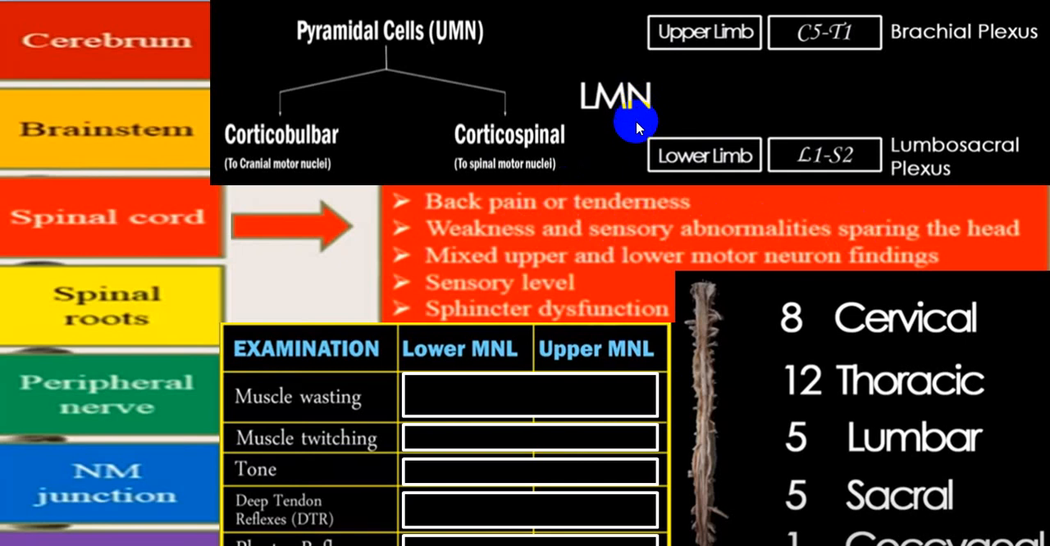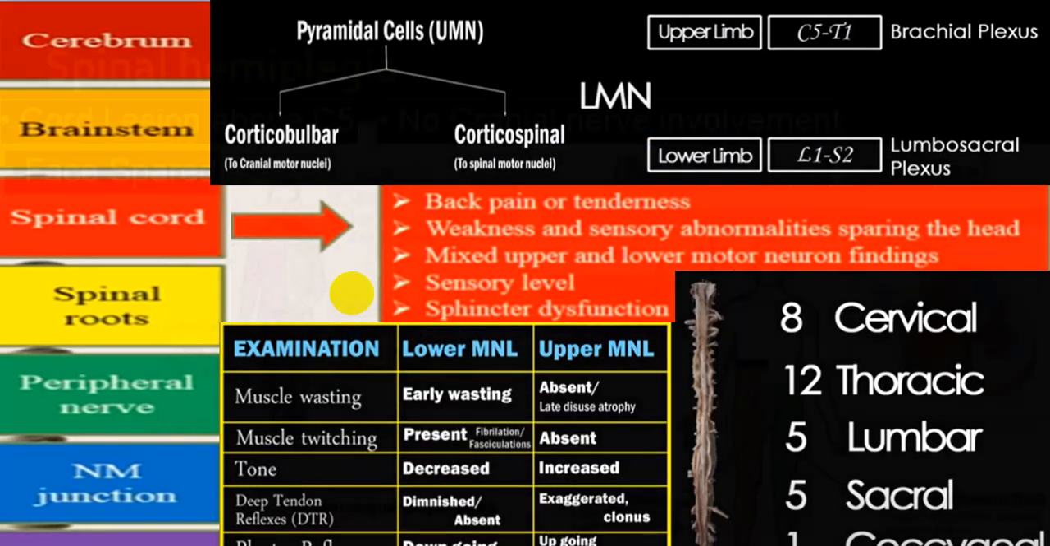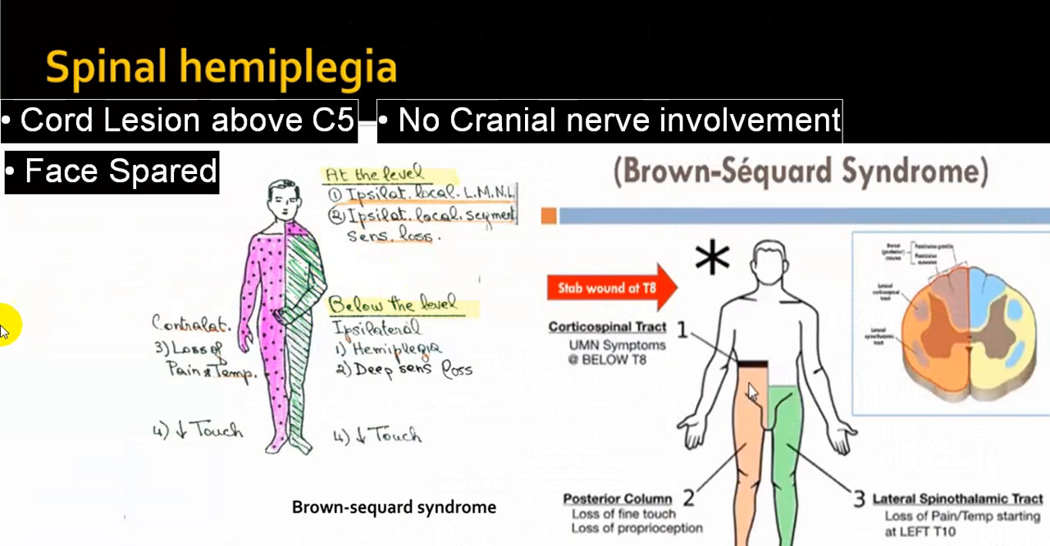At the level it will be lower motor neuron, and below the level you will have upper motor neuron findings, and you will have a clear cut sensory loss. Below the level total sensory loss will be there, and sphincter dysfunction will be quite common finding in spinal cord damage. We already mentioned lower motor neuron and upper motor neuron findings, so I will skip that particular. We have already mentioned this particular finding.